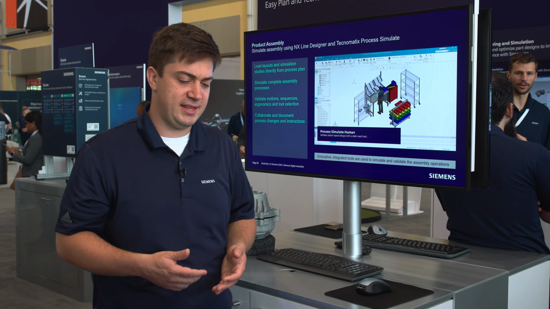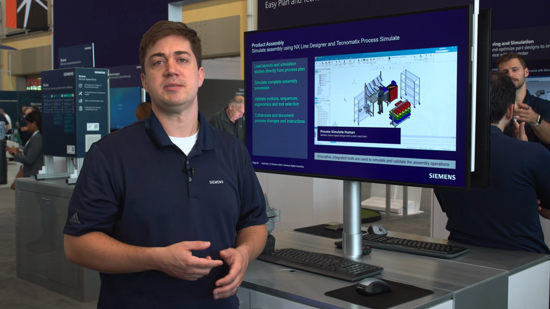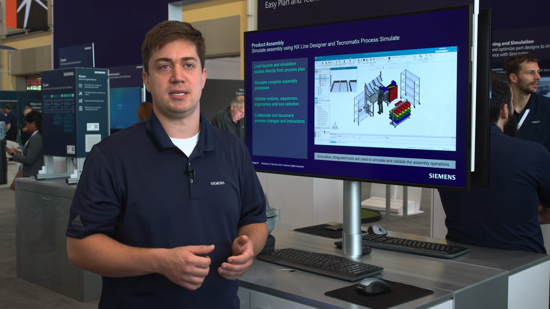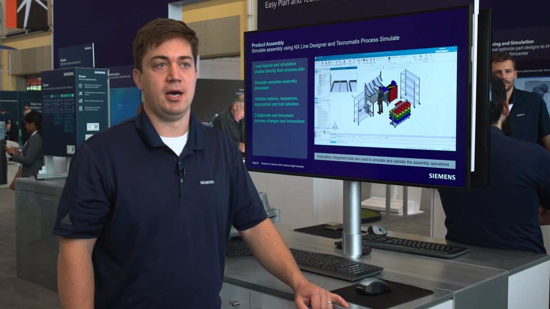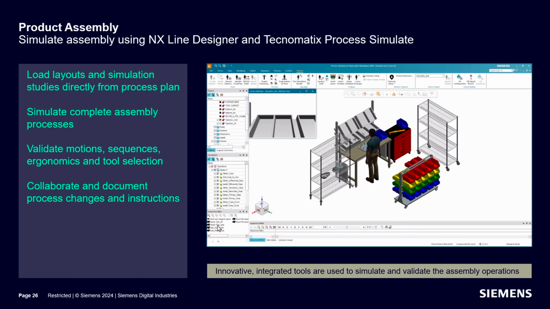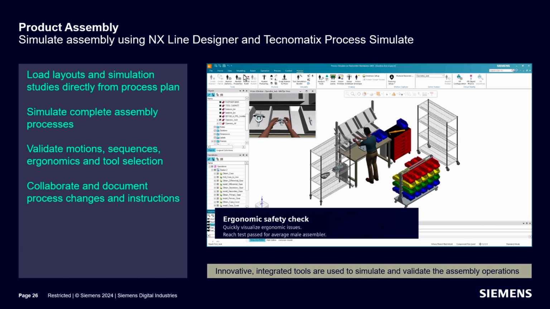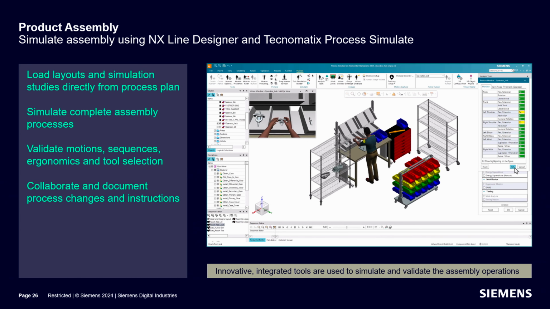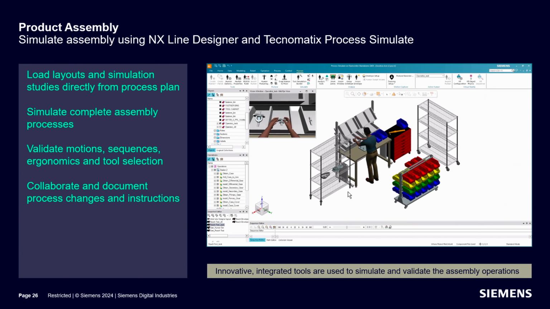We're also able to validate things such as equipment placement, motions, sequences, ergonomic analysis, as well as tool selection during this phase. What we show here in our demo is an average male assembler that could be working at a facility, able to reach all of the different parts associated and able to assemble the gearbox successfully, as well as showing some dynamic ergonomic highlighting on the human figure.